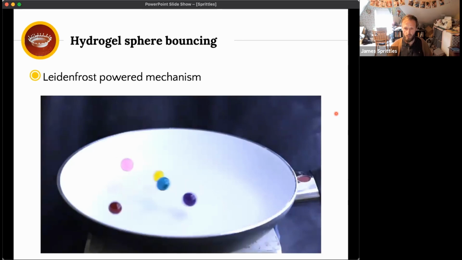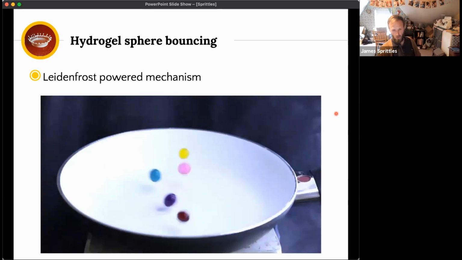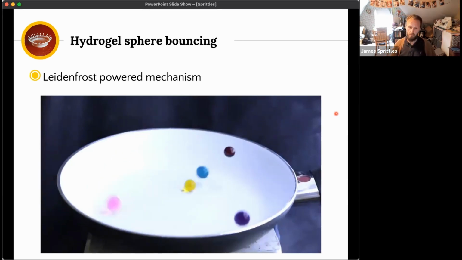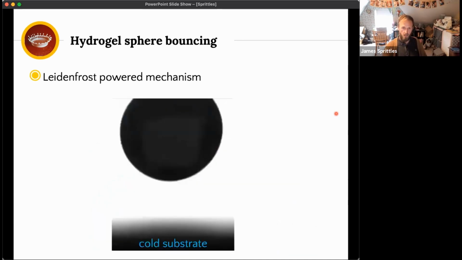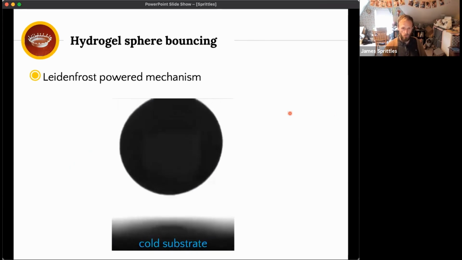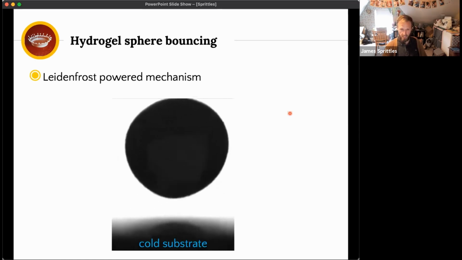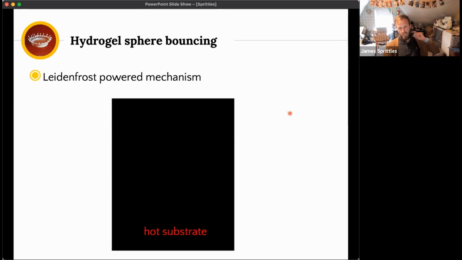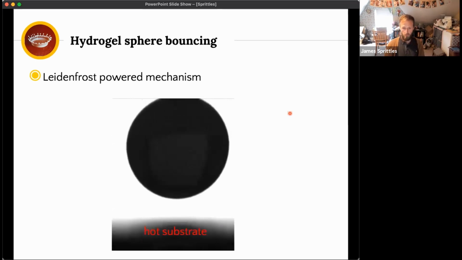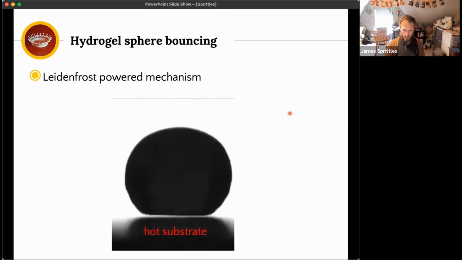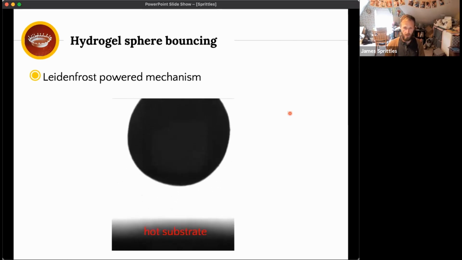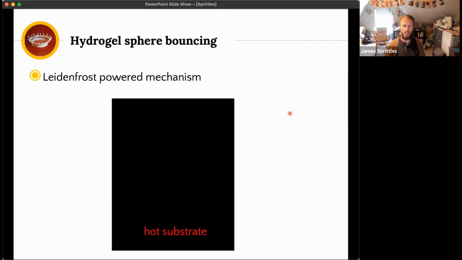Okay, so clearly, if there was no Leidenfrost effect, these drops would eventually come to rest, but somehow there is power being put into these by the Leidenfrost mechanism. So there are experiments showing how that works. If we look at a cold substrate, just a normal hydrogel sphere impacts and rebounds with slightly less kinetic energy. But if we take a hot substrate, we see remarkably complex dynamics where we have this vapor film which oscillates before it rebounds, and energy is injected into the drop to sustain this bouncing.